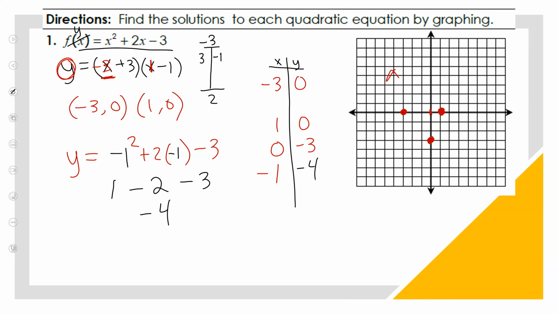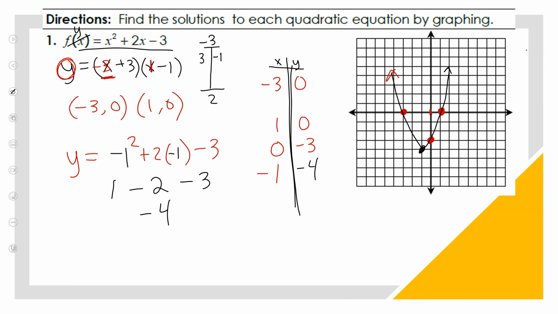So -1, -4 is here. All right, so guys, that's my graph. It'll look like that. Now, of course, if you don't want to factor and figure out what your x-intercepts are going to be, you could just guess and check. You could just plug in numbers, plot the points, and try to figure it out that way. But I think this is a more efficient way of figuring out what your x-intercepts would be instead of guessing and checking.